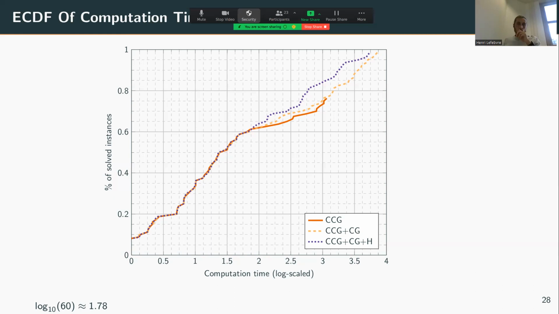Then we also developed a heuristic that is based on our reformulation. This is a heuristic to be used in the branch and price algorithm. This is not a heuristic used for pricing, okay? And you can see that here, we clearly outperform both approaches. And we are actually able to keep the log linear behavior of the initial CCG algorithm.